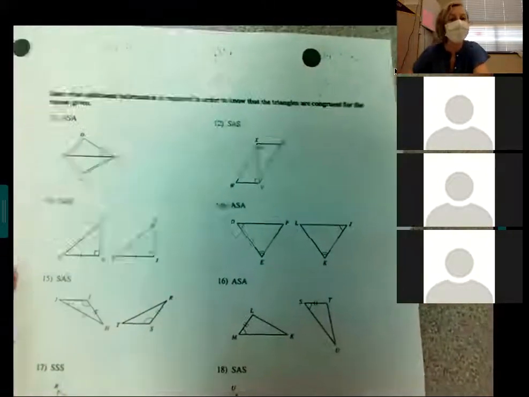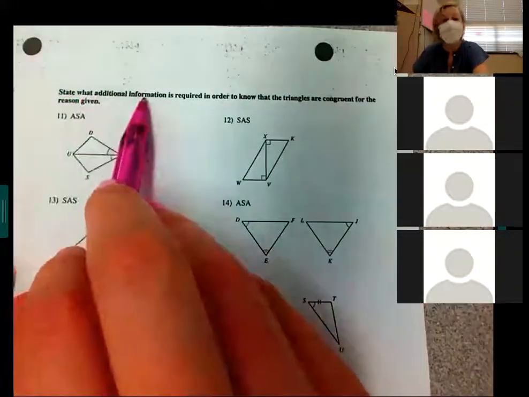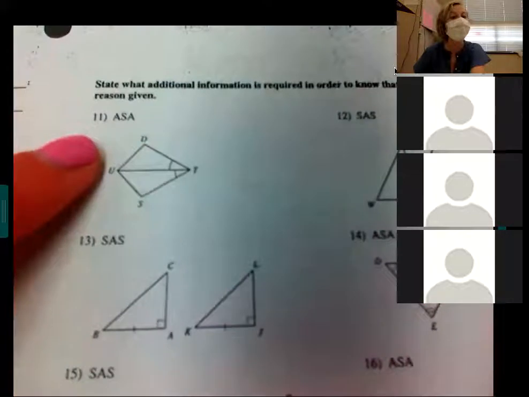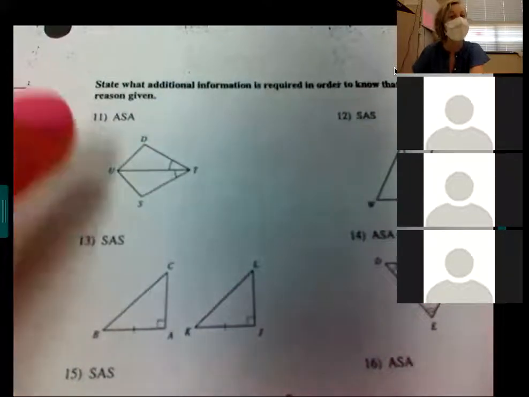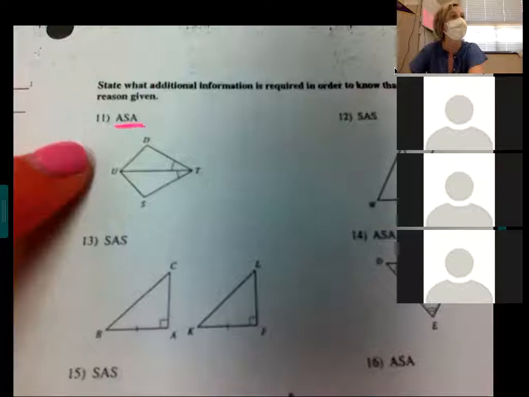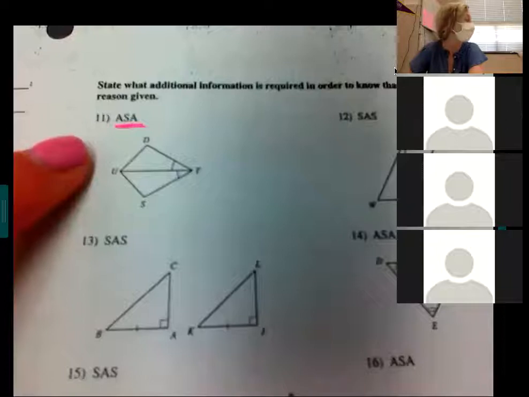Okay? All right, on the right side, this is the part where y'all will mess up. Everybody look. It says state what additional information is required in order to know that they're congruent for the reason given. So for number 11, I am telling you these are congruent by angle, side, angle. I'm asking you what piece of information is missing in the diagram I gave you for it to be angle, side, angle. So I see an angle, I see a side. That means we're missing a what? Another angle. So which 2 angles should be congruent for this to say angle, side, angle?